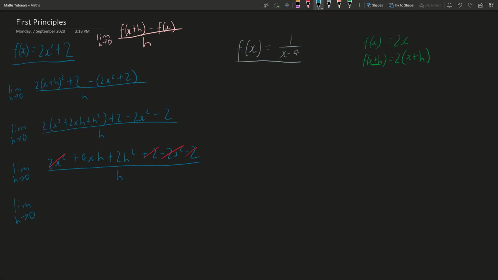Let's now write this out again with our terms cancelled out. 4xh plus 2h squared over h. So we divide both terms by h, as this is pretty much the same. This equation here is the same as 4xh over h plus 2h squared over h. Therefore, we can divide both terms by h. So our final answer, limit as h approaches 0, we have 4x plus 2h.